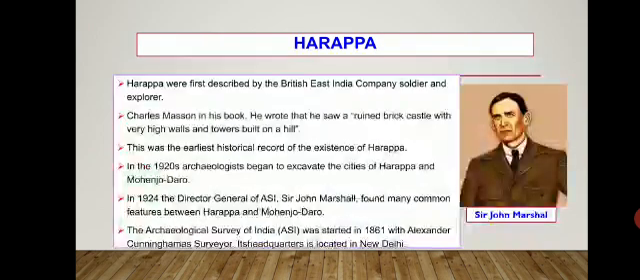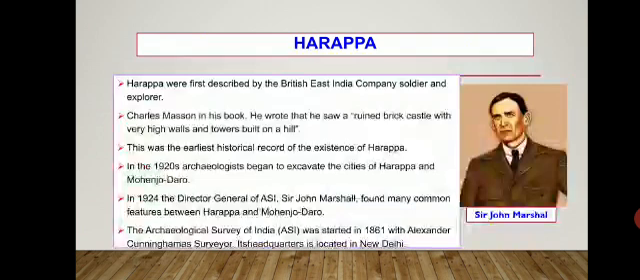And the next topic is Harappa. Harappa was first described by the British East India Company soldier and explorer Charles Masson. In his book, he wrote that he saw a ruined brick castle with very high walls and towers built on a hill. Students, ruined brick castle, இதை நம்ம தமிழ்ல பாழடைந்த செங்கல் கோட்டைன்னு சொல்லுவோம். This was the earliest historical record of the existence of Harappa.